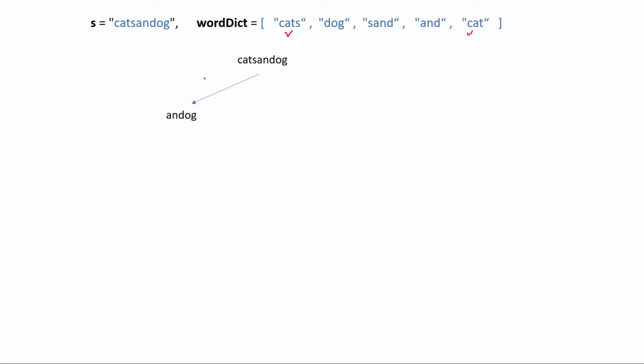Another decision is if I am taking cat, then the remaining string is sand dog. Cool. Now we have to proceed again and apply the same logic for the remaining part also. For sand dog, I have to match the prefix. Here, what part will we match? Sand will match only. That means if I match with sand, then the remaining part will be dog.